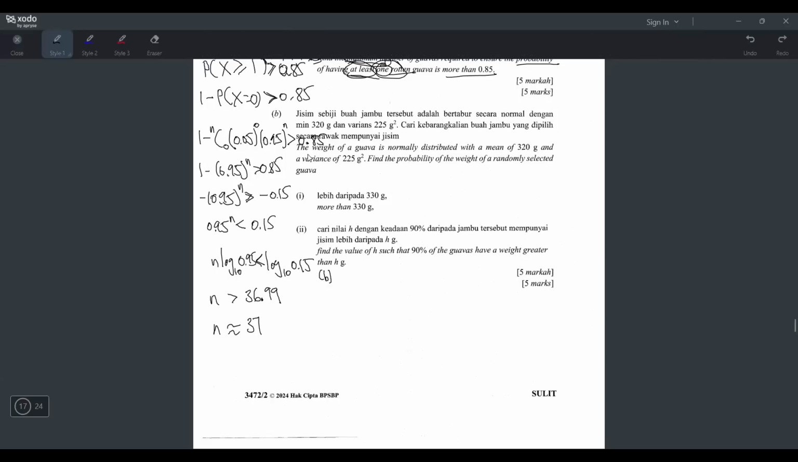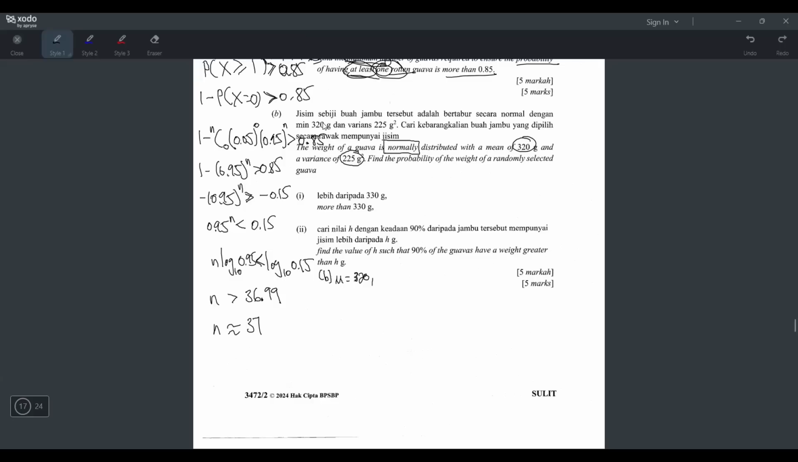So if you read the question, you will know the weight of guava is normally distributed. So when you see this word in the exam, straight away you know already this is normal distribution, and for normal distribution, you will use the jadual, the Z value table to do this question, right? Okay, the weight of guava is normally distributed with a mean 320 and variance 225. So let's write down this. This is the mean symbol, equals to 320, and then comma, the variance is 225.